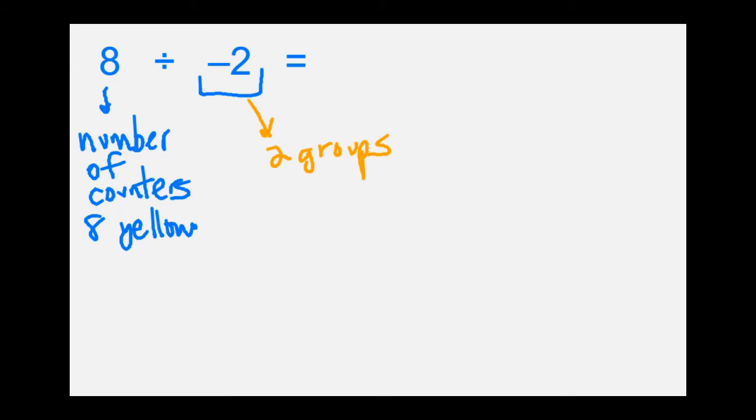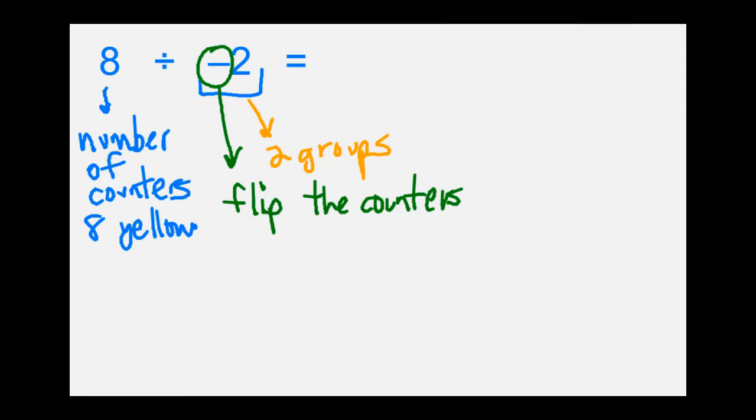And then after we do all of that, the negative sign here, so this negative right here, that's going to tell us that we need to flip the counters. So here is the way that this is going to look. You ready? We're going to model +8s. Let's throw down +8 counters. Here we go. So let's go ahead and model that.